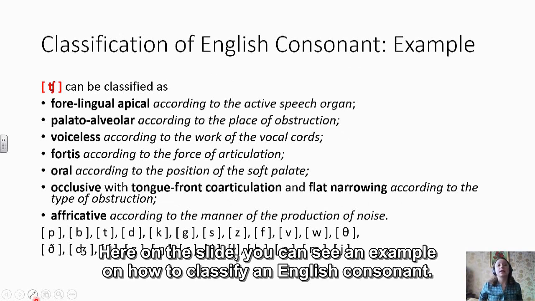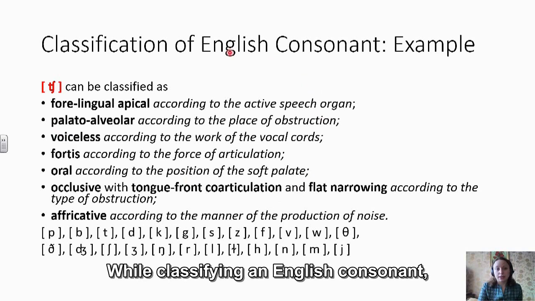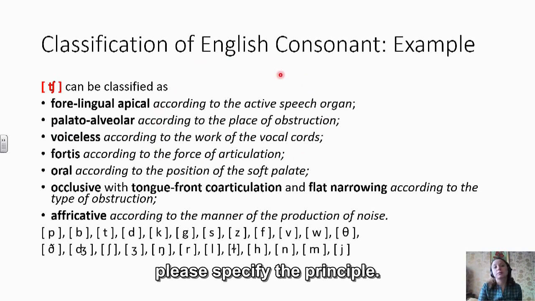Here on the slide you can see an example of how to classify an English consonant. While classifying an English consonant, please specify the principle.